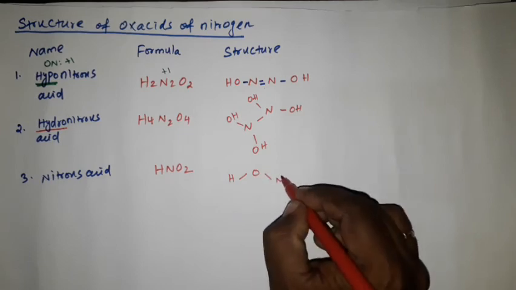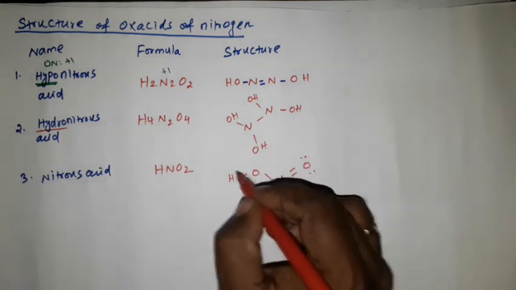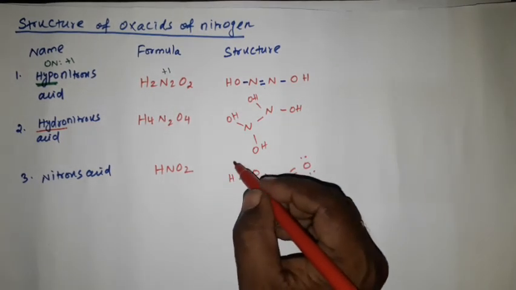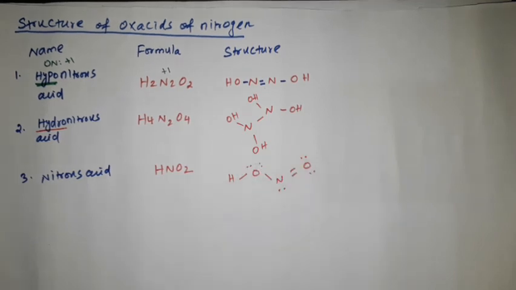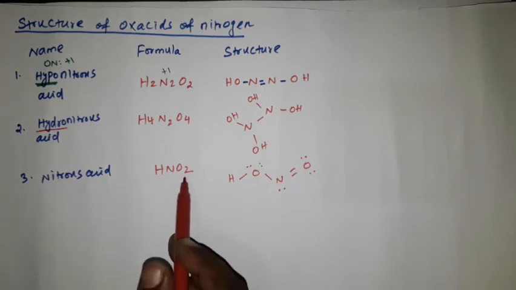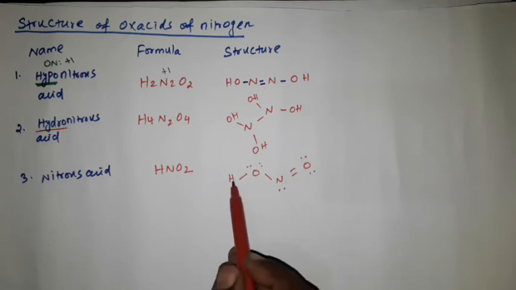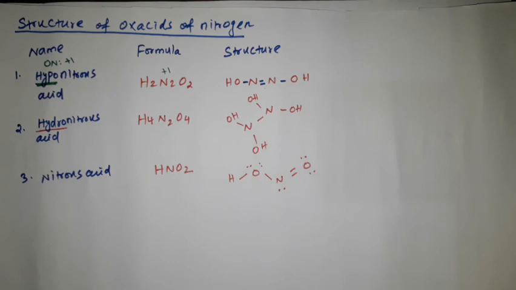Here nitrogen, double bond O, that electron 2. Here you will get nitrogen 2 electrons, and here 4 electrons. This is nitrous acid. HNO2, the formula is HNO2, structure is HONO. Next one is pernitrous acid.